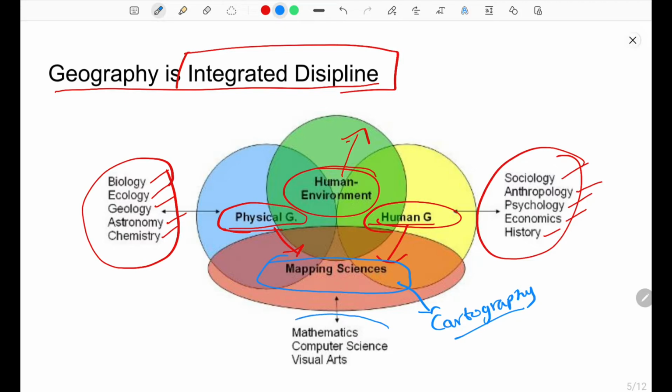Generally this mapping sciences is further linked with various branches like mathematics, computer sciences, and visual arts. It takes application from mathematics, because to draw maps or to consider mapping data, various geometrical applications are used, and this is mathematical application. And in modern days we use various technology and software to solve problems in cartography, and this is nothing but computer applications, and visual arts are also helpful in solving the problems of mapping sciences. So with all these things we can say geography is an integrated discipline.